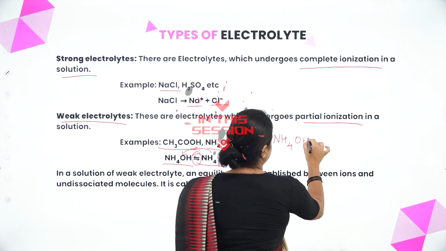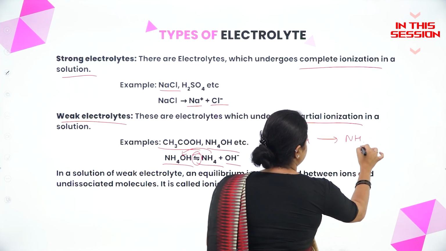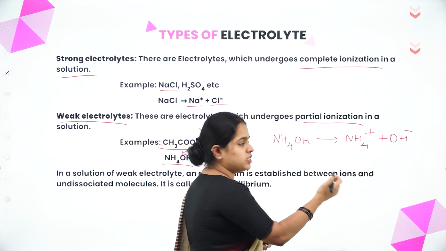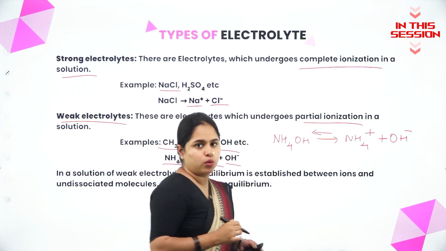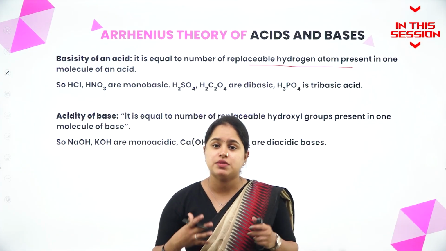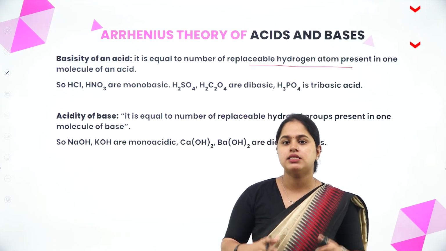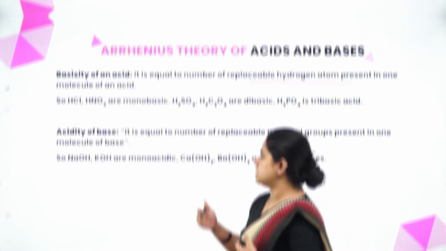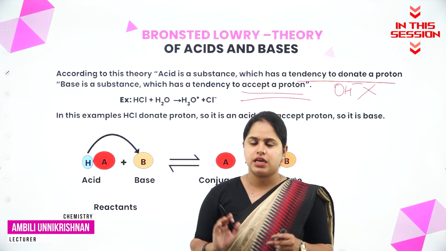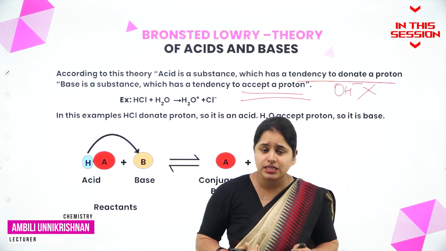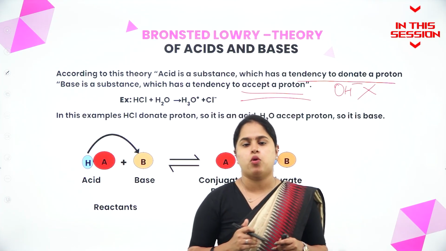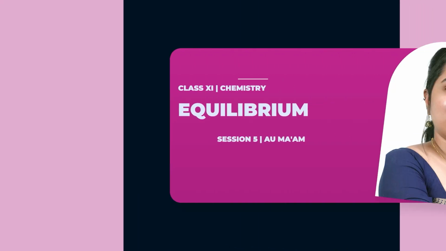NH4OH will dissociate and form NH4 plus and OH minus. At the same time, NH4 plus and OH minus will combine and form NH4OH. In an acid, the number of hydrogen atoms that can be replaced is called the basicity of an acid. Acids are the substances which can donate H plus ions. That's the same as in Arrhenius theory. And bases are the substances which can accept H plus ions, or accept protons. They are called bases.